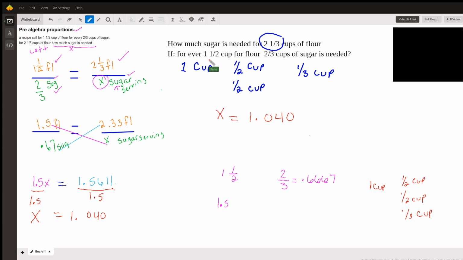For every 1.5 cup, we need 2/3 servings, okay? So how many servings did we get here? Look at your whole number. Okay, so that means we were only able to pull out 1.5 just one time. So that means we only need 2/3 cups of sugar.